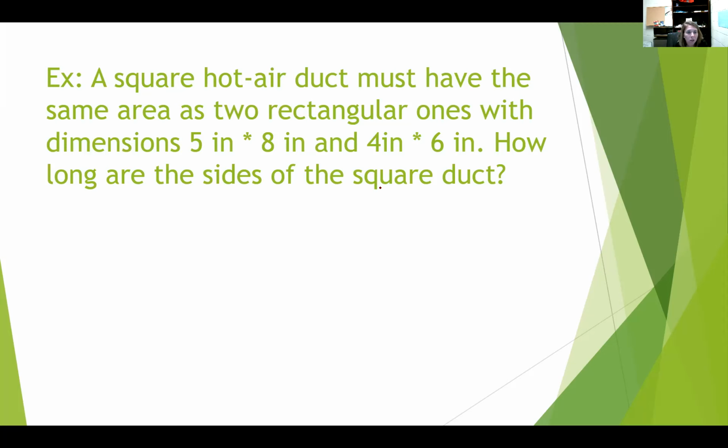A square hot air duct must have the same area as 2 rectangular ones with the dimensions of a 5 by 8 and a 6 by 4. How long are the sides of the square? So this is a square, and we're trying to find this, but we know that these two added together is going to give you the area of this one. So how would I find the area of this one?